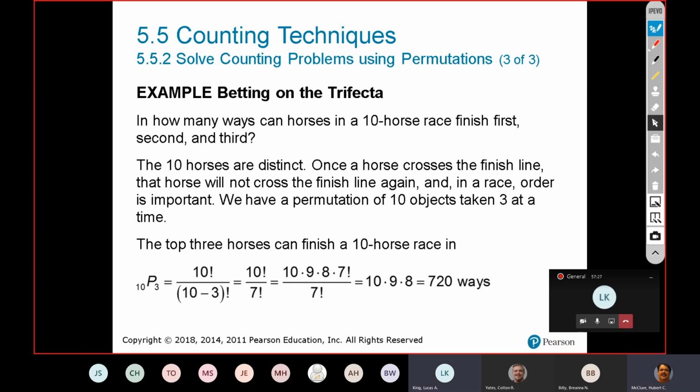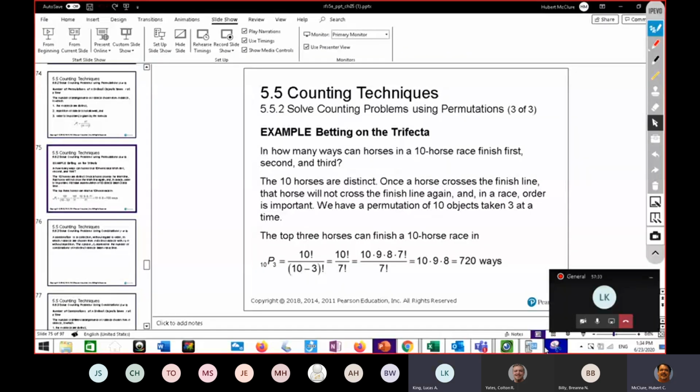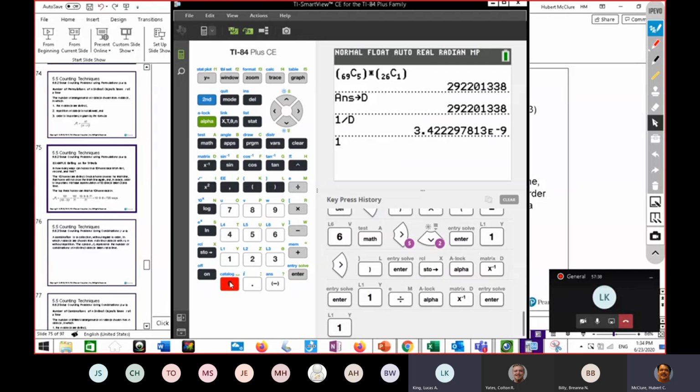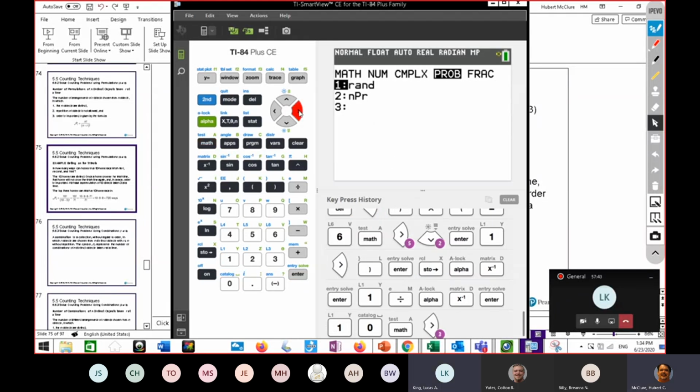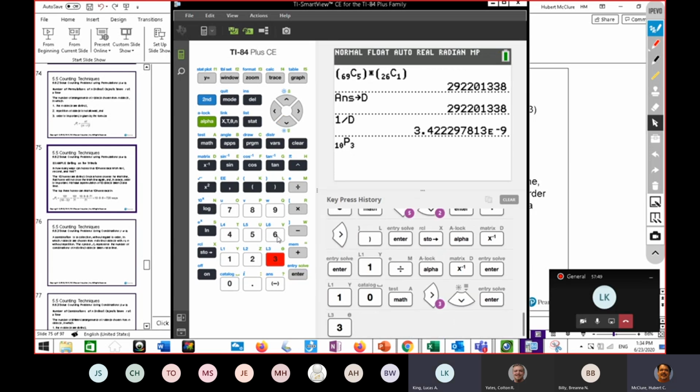So 10 permutation 3. Take your handy dandy calculator. 10, math, probability, permutation 3. I think they got 720. 720 different ways that those 10 horses can come in first, second, and third. 720 different arrangements.